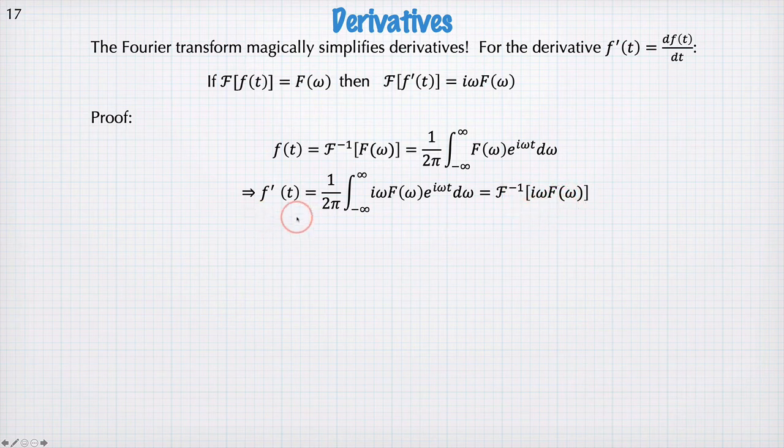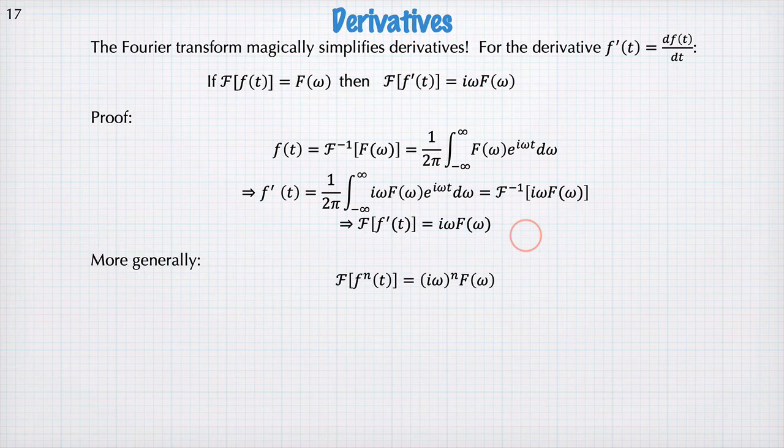If we now take the Fourier transform of all of this equation, the Fourier transform of this derivative must be equal to i omega times capital F of omega. So we've proved our derivative theorem. More generally, you could do the same sort of proof for any higher order derivative. Every time you differentiate, you get another factor of i omega out the front, and they all just multiply together.